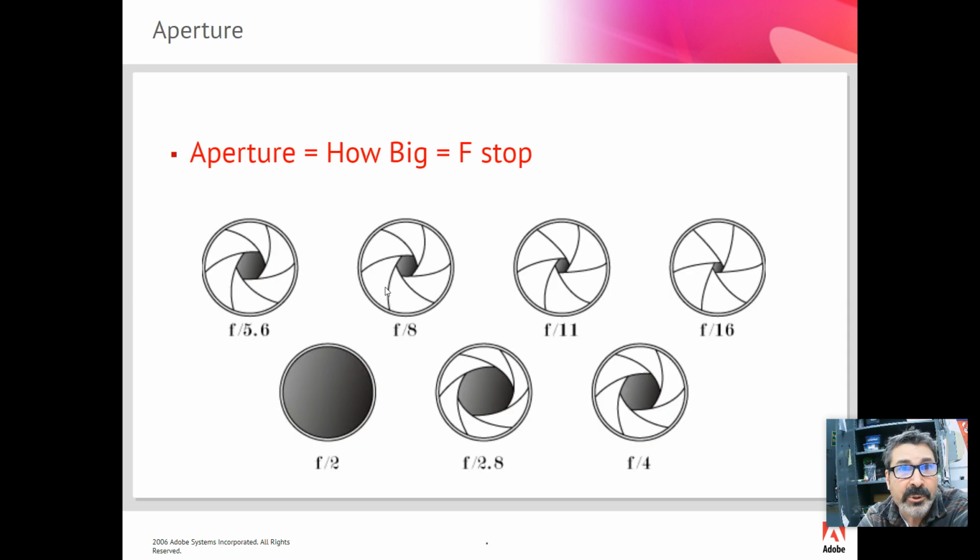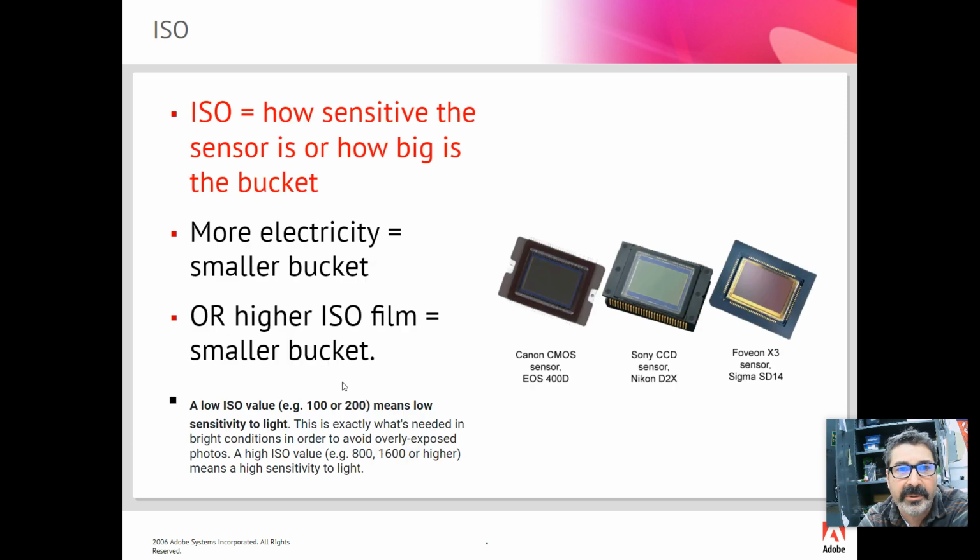Okay, the aperture is the same thing as the f-stop. As it's on the cameras, it's called the f-stop. It's how big the opening is. So 16 is tiny, 11 is kind of tiny, 8 is small, 5 is medium, 4 is big, 2 is really big, and 2.8. Anyway, there you go. Okay, write this down.